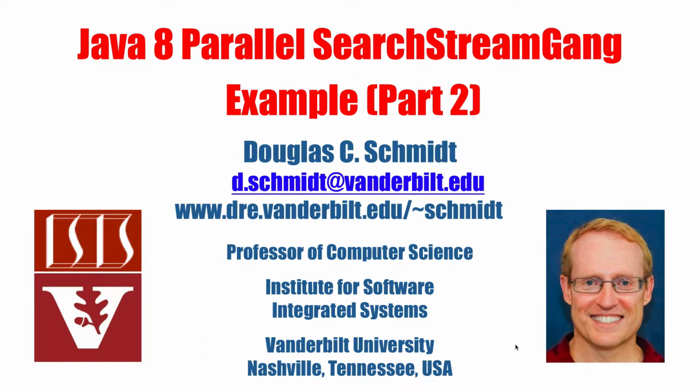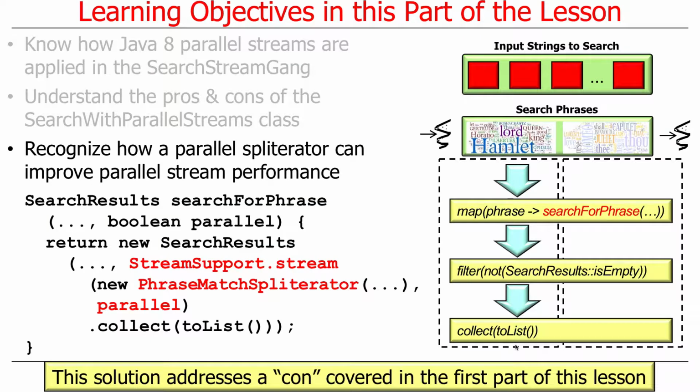Okay, now that we've covered one of the example parts of the parallel SearchStreamGang, we're going to continue on. If you recall, what we talked about at the end of last time was some of the pros and cons of the parallel SearchStreamGang implementation. The pro basically was that it was really easy to make it parallel just by changing stream to parallelStream. That was good. And it was very declarative, with all the things it inherits from being part of the SearchStreamGang design. But there were some limitations.